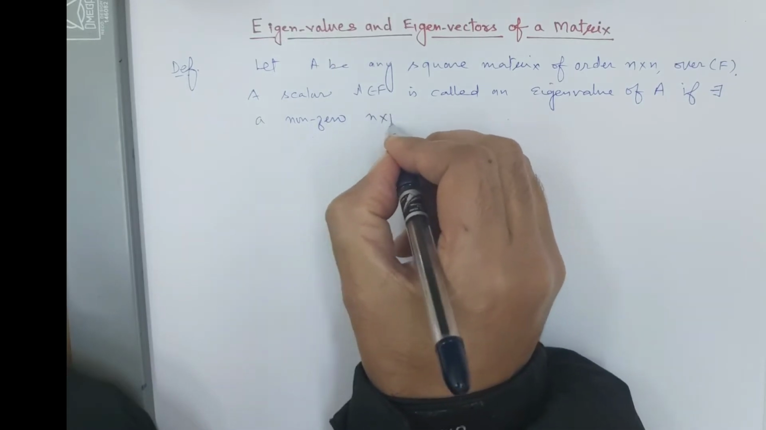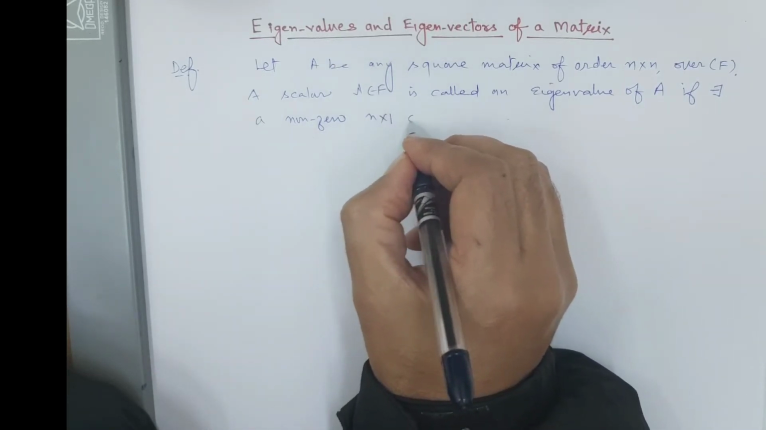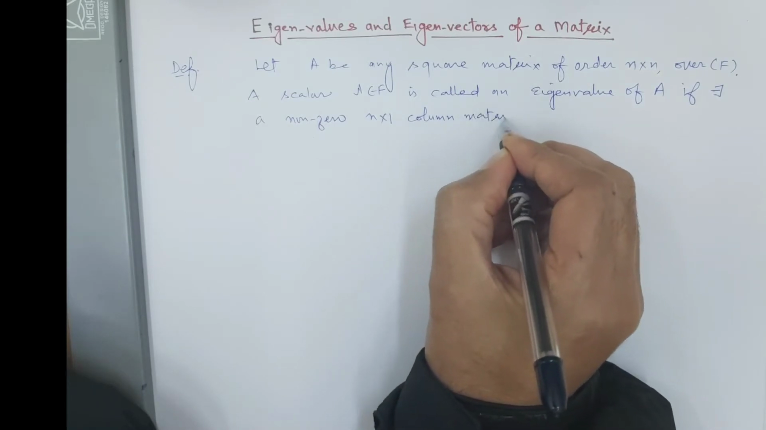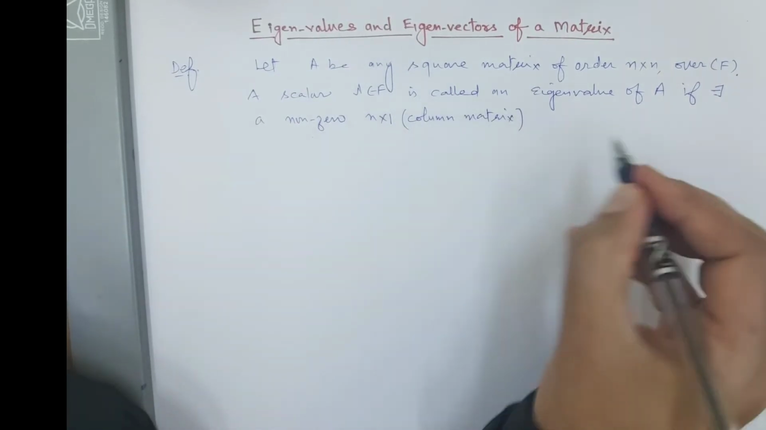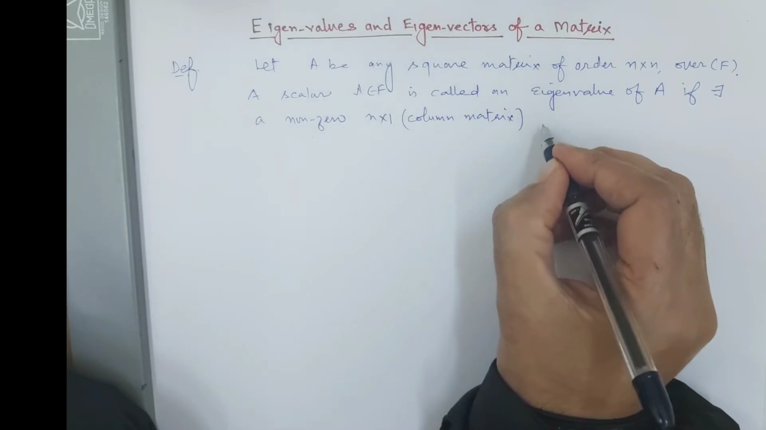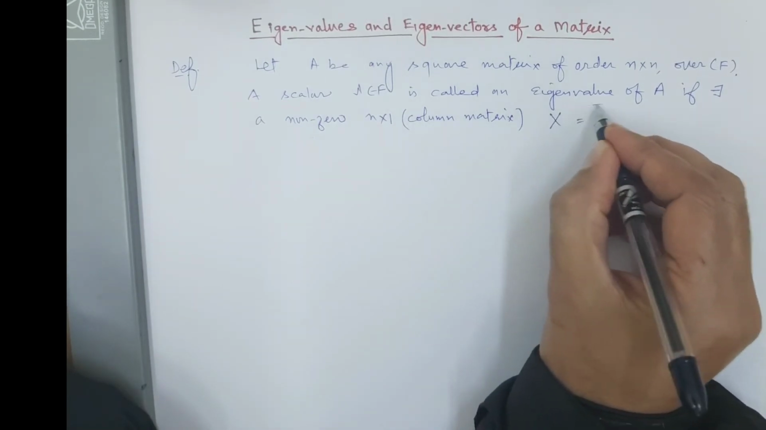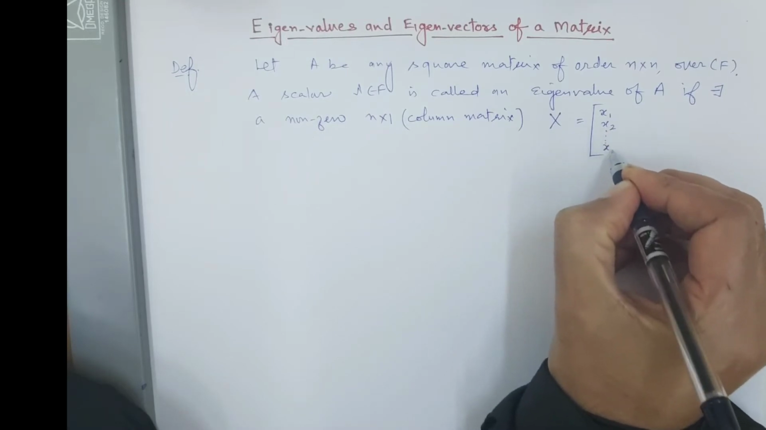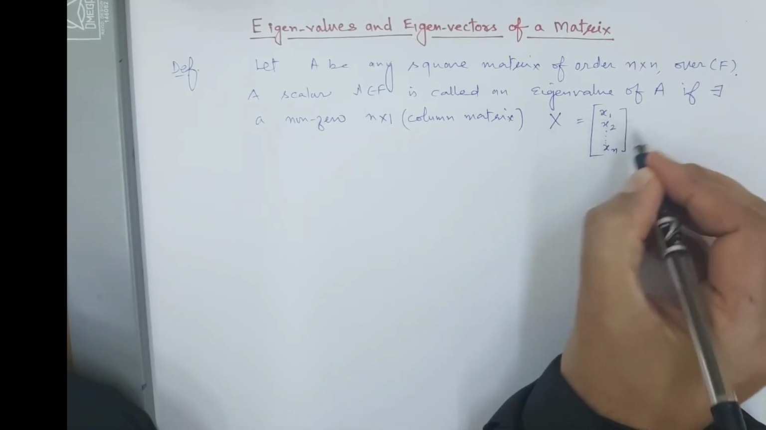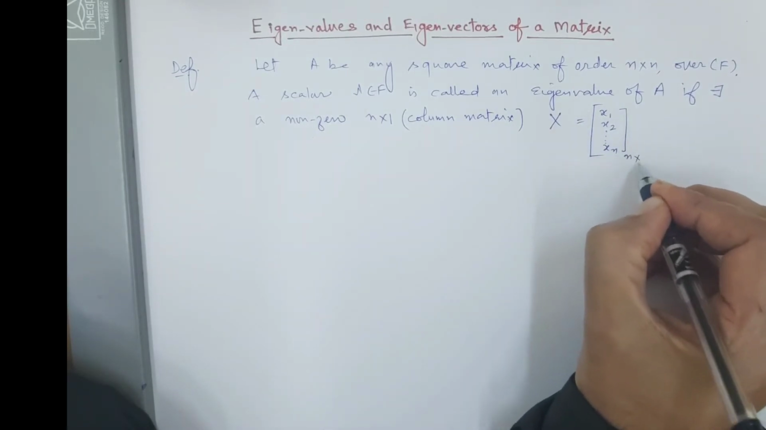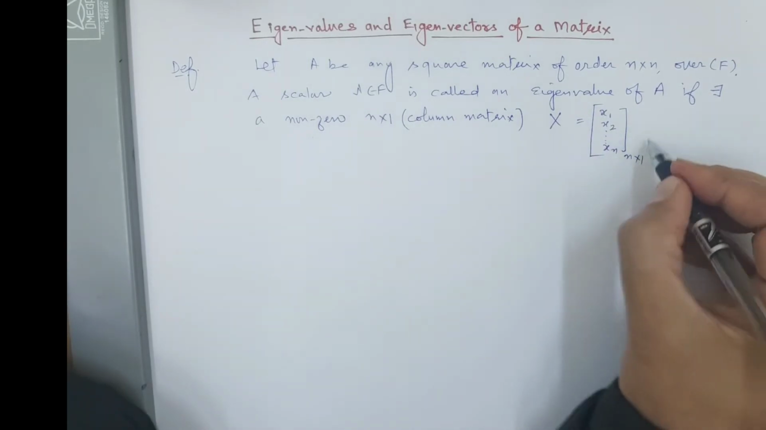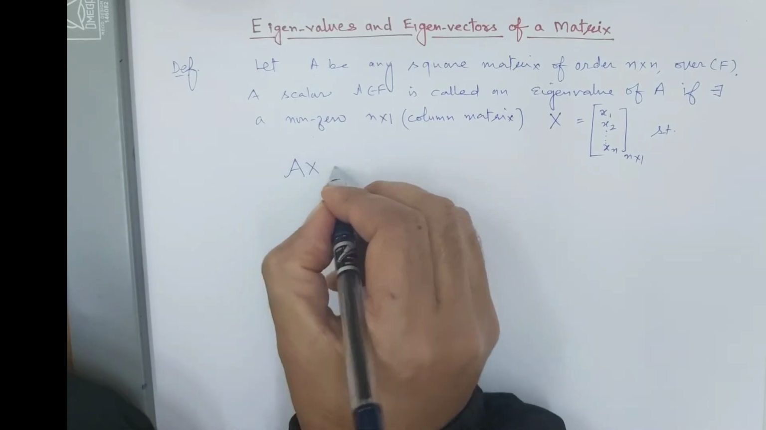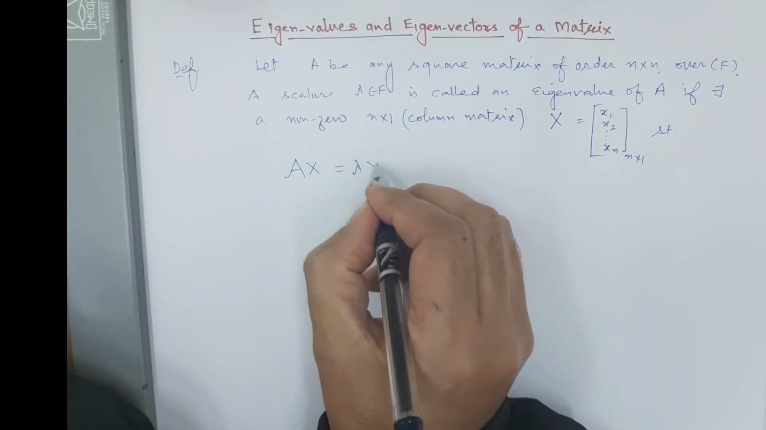n by 1, that is column matrix. We can write column matrix here. N by 1 order column matrix X, which is equal to, let us suppose, x1, x2 up to so on xn, n by 1, that is column matrix, such that Ax equal to lambda times x.